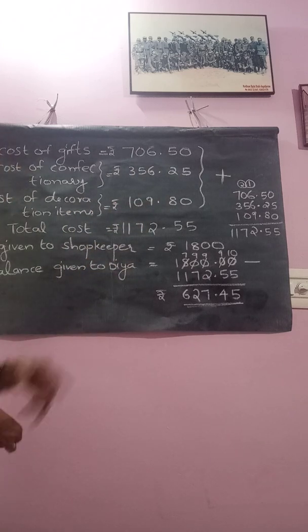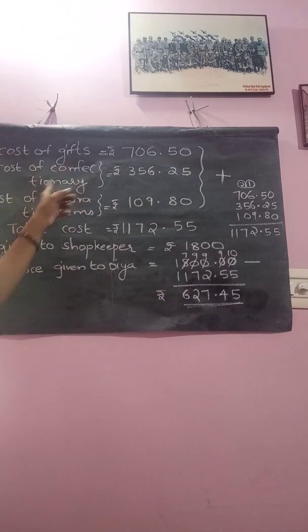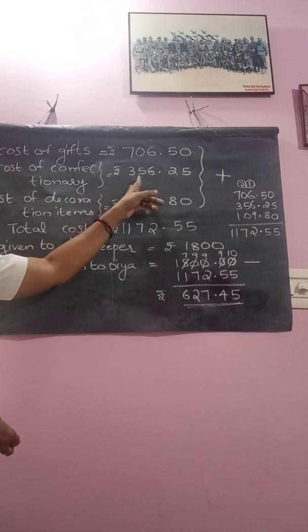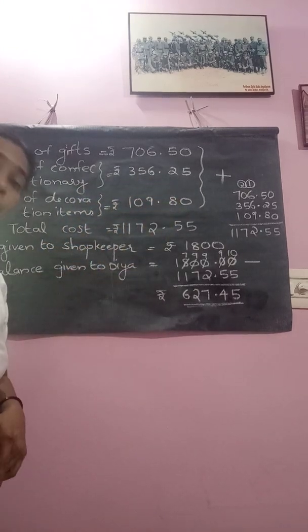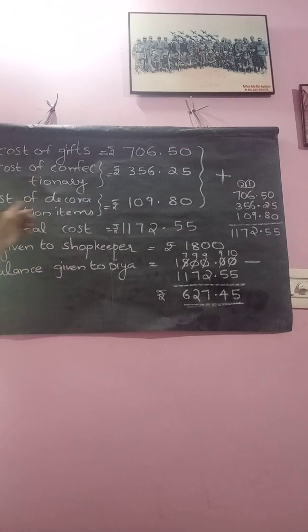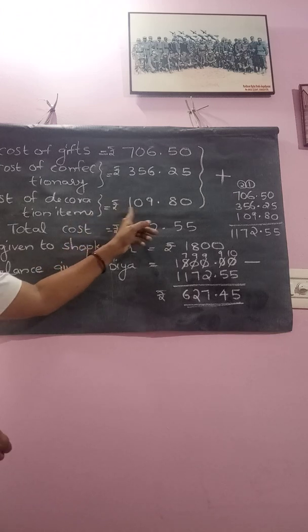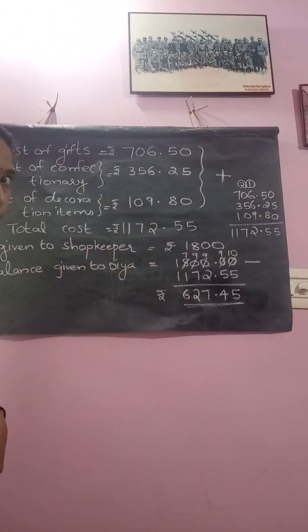706.50 rupees. Then she bought some confectionery items. What is the cost of it? Rupees 356.25. Next she bought some decoration items. How much rupees for it? That is rupees 109.80. Okay. Then they asked how many things she bought? She bought 3 items. So what is the total cost for her?